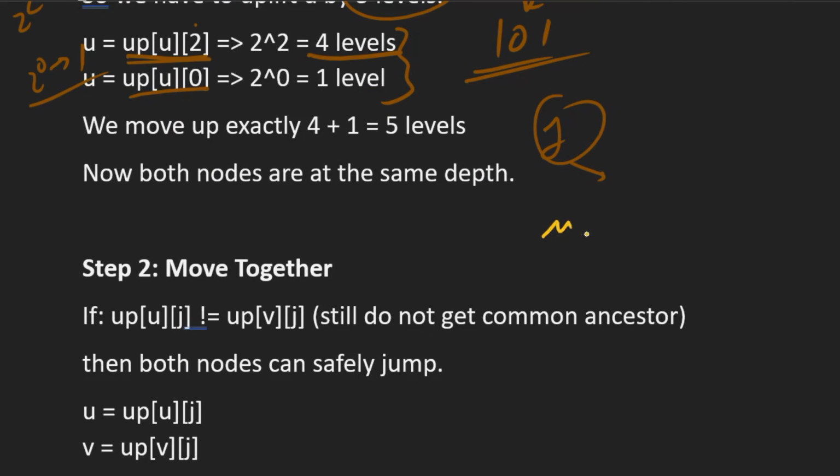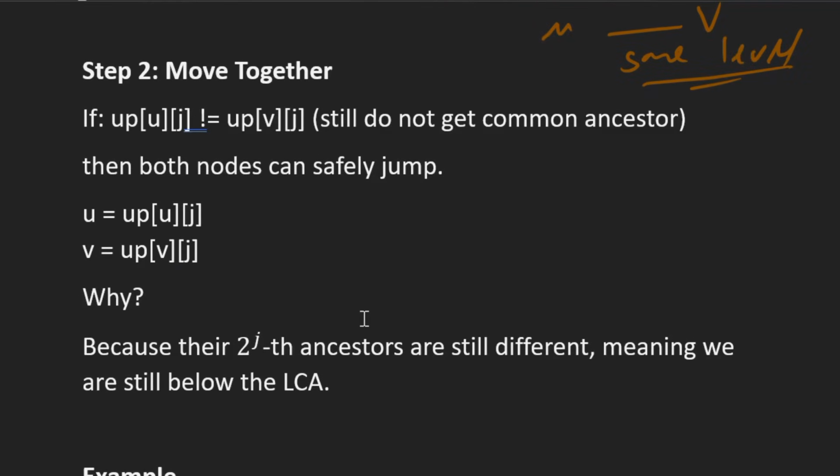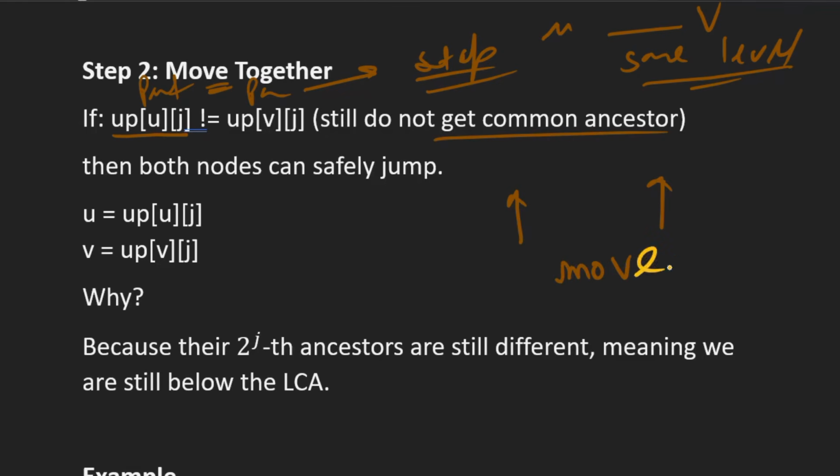So after step 1, both nodes u and v are at the same level. Now we make them move upward together until we get a common ancestor. So we check who is the parent of u and who is the parent of v. If both have the same parent, then we stop at that point. Else, we make them move together in the up direction.